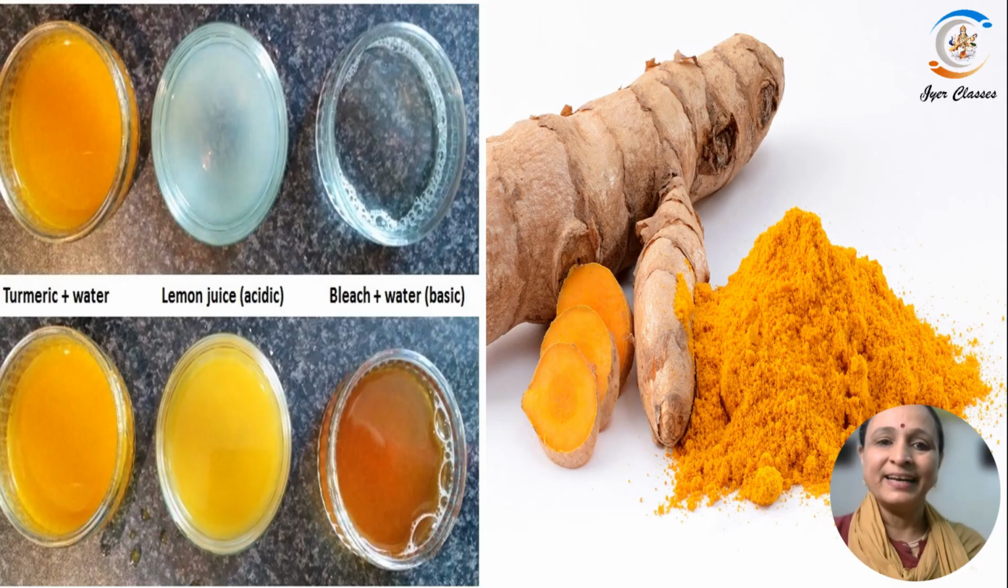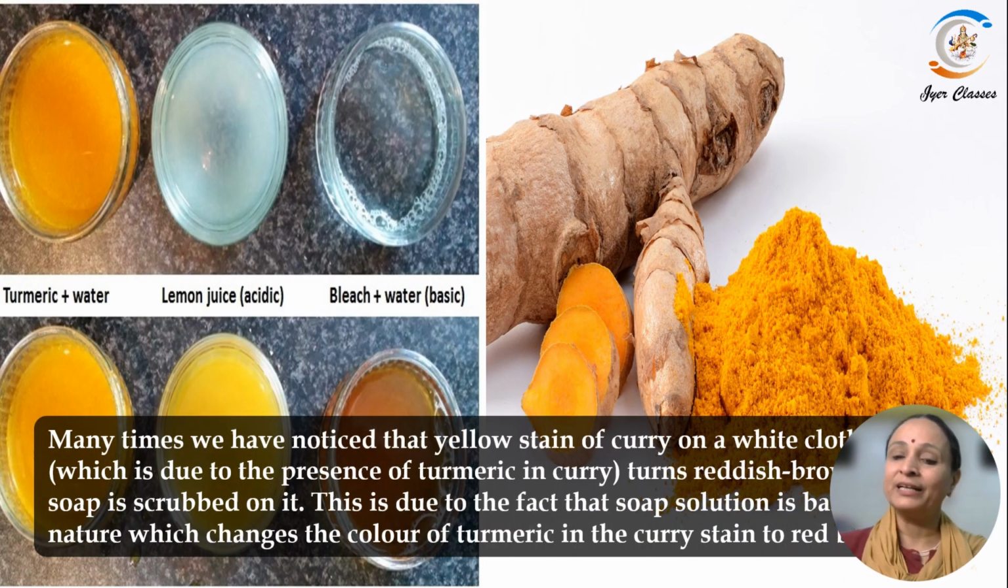Okay, so the next one we are going to talk about is turmeric, the most common ingredient used in the Indian kitchen. You make a solution of turmeric plus water. You take a bowl with lemon juice, which, as I told you, is acidic in nature. Then you can take bleach plus water, which is basic in nature. You can take any soap solution also. Take a drop of this turmeric solution and put it in the lemon juice. The color will not change much. But if you put it in the basic solution, it will turn brownish red.